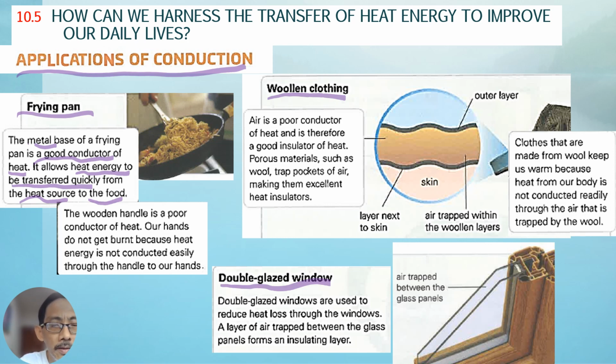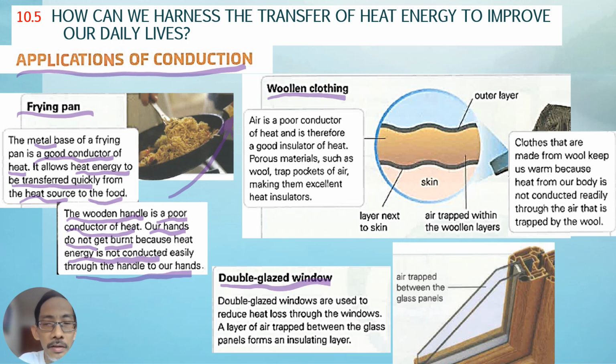But at the same time, in order to hold the frying pan, it must have a handle, right? And of course, the handle cannot be made of metal. So what you see in this picture or in your textbook is a wooden handle. Sometimes it can be made of plastic, those that don't melt easily. Wooden and plastic are non-metals, and obviously they are poor conductors of heat. This is very obvious, because our hands do not want to get burnt when we are using the frying pan. This is because heat energy is not conducted easily through the handle to our hands. This part is pretty straightforward.